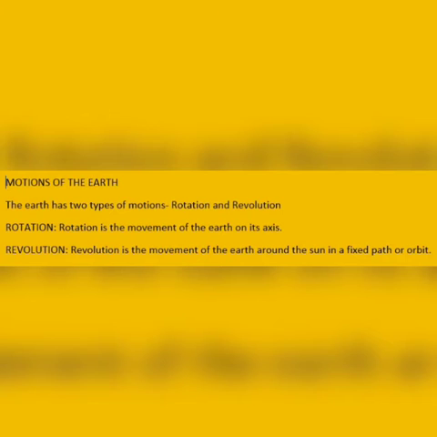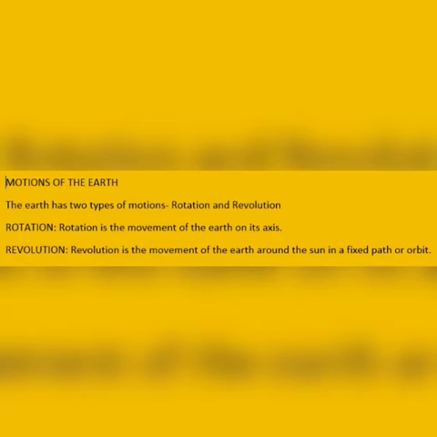Dear students, as we have learned, the Earth has two types of motions, namely rotation and revolution. Now what is rotation? Rotation is the movement of the Earth on its axis. And the axis is nothing but an imaginary line running from North Pole to South Pole through the center of the Earth. Next, what is revolution? The movement of the Earth around the Sun in a fixed path or orbit is called revolution.